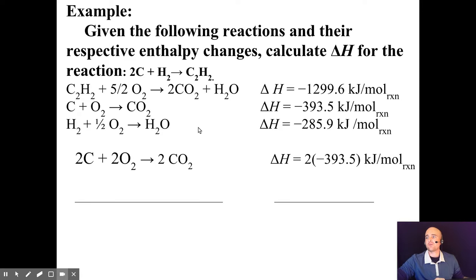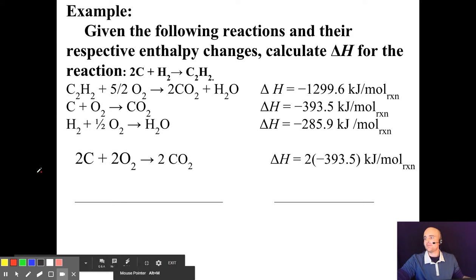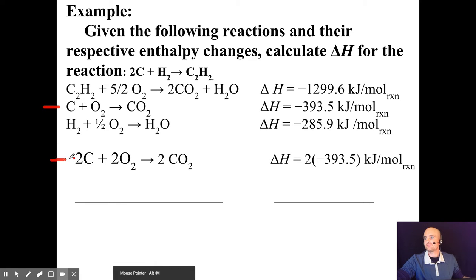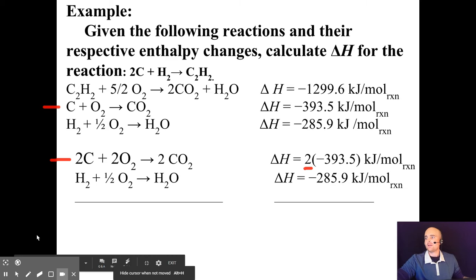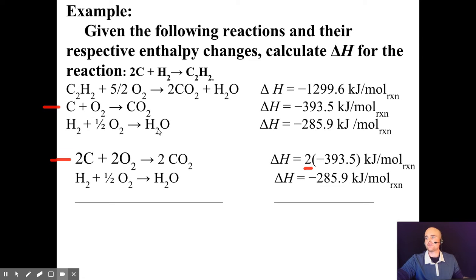The first step is going to be carbon plus oxygen yields CO2. What I've done is I've just taken this step here, and this is this step, and notice that I multiplied it all by 2. Because of that second guideline that I gave you, I need to multiply its enthalpy by 2. So that's where that comes from. Now my second step is going to be hydrogen and oxygen yields water.